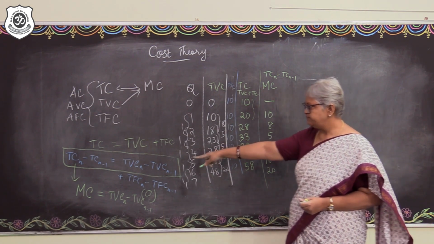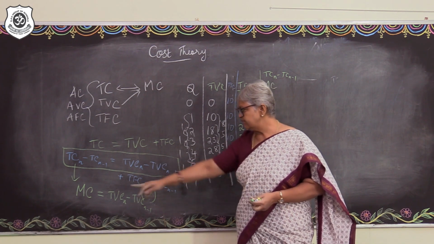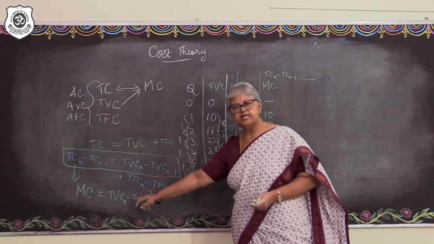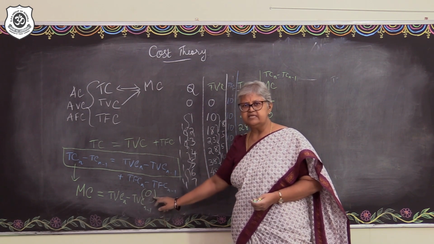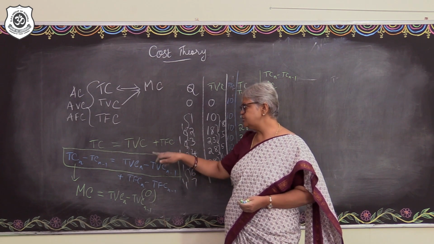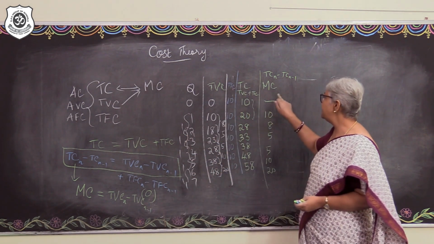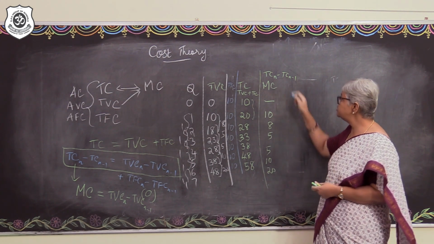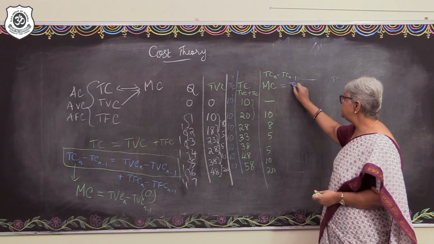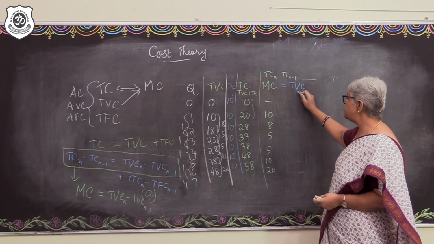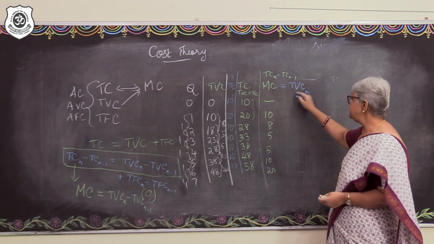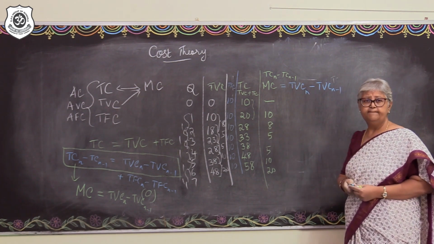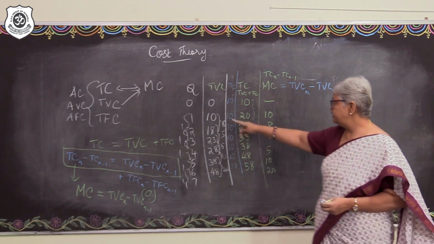Now, what did we understand there? We understood that marginal cost can be read as change in the total cost, TCn minus TCn minus 1. Also marginal cost can be understood as the change in the total variable cost, TVCn minus TVCn minus 1. Right? Now check out this.